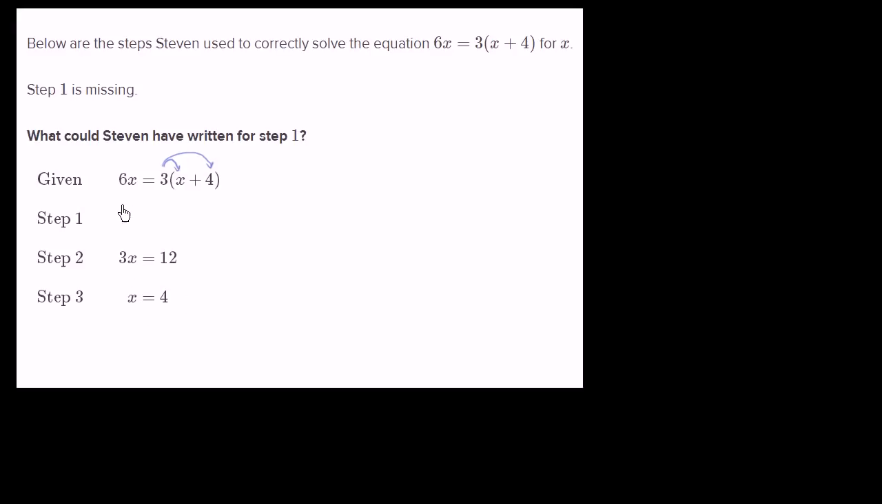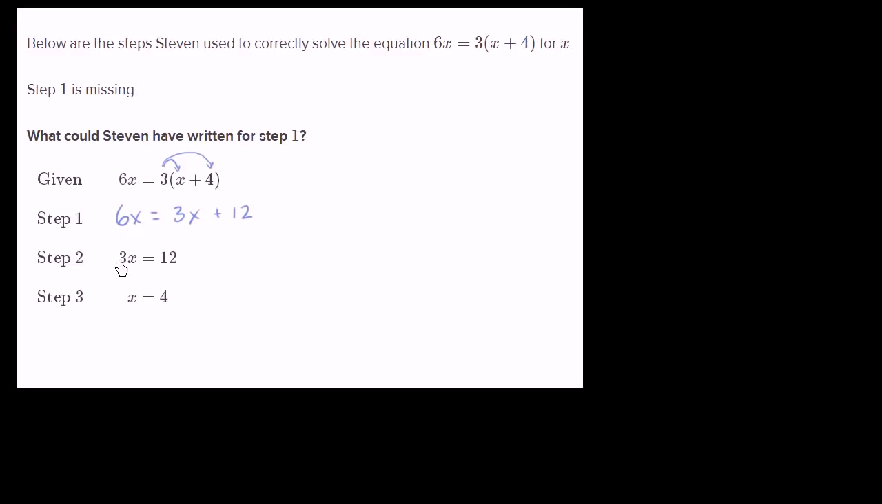So if we do that, we would get 6x is equal to, we haven't changed the left-hand side, and the right-hand side, 3 times x is 3x. And then 3 times 4 is 12. So you get 6x is equal to 3x plus 12.